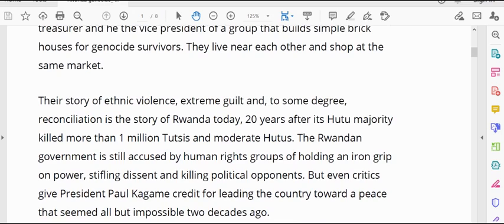Because we're analyzing, remember, a story of ethnic violence, extreme guilt, and to some degree reconciliation. It's talking about 20 years later, they're trying to make peace about Rwanda, 20 years after its Hutu majority killed more than 1 million Tutsis and moderate Hutus. Now, the Rwanda government is still accused by human rights groups of holding an iron grip on power, stifling, meaning pushing down dissent, people who disagree, and killing political opponents. Even critics give President Paul Kagame credit for leading the country toward peace that seemed impossible 2 decades ago.